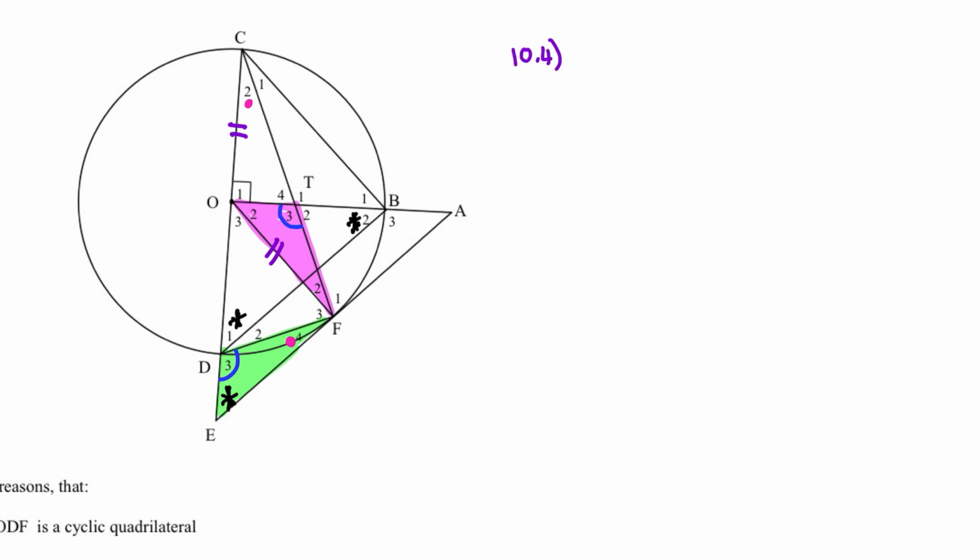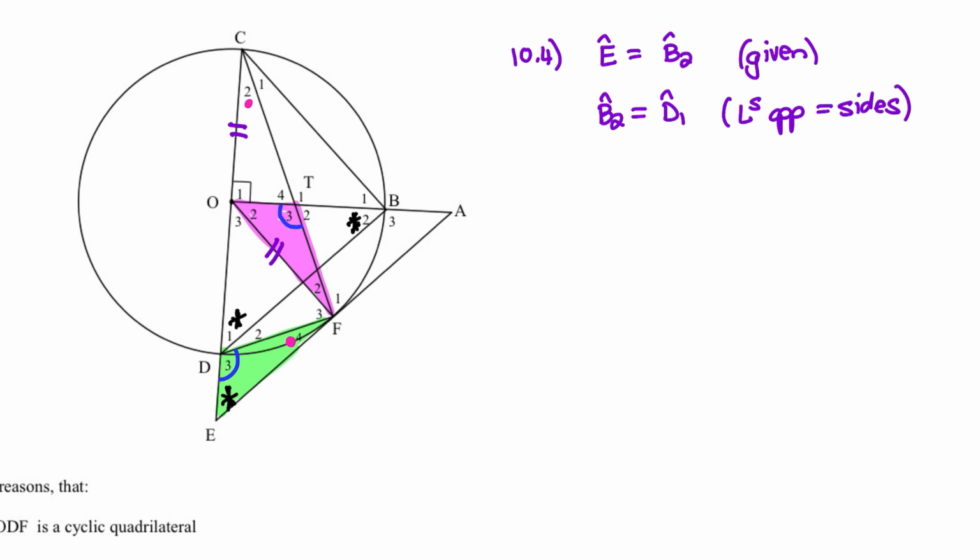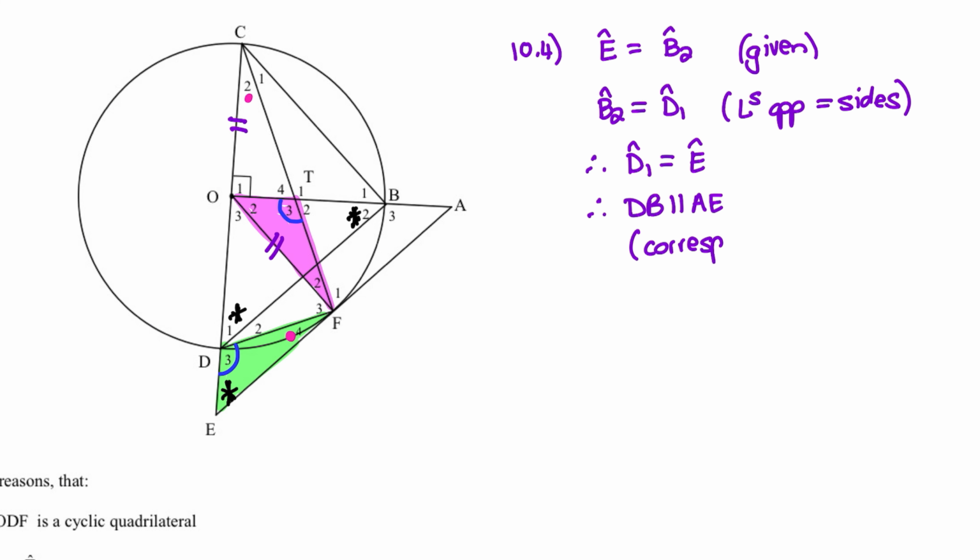We can say that angle E is equal to angle B2. That information was given in the question. Then we can say that B2 is equal to angle D1, and those are angles opposite equal sides. Therefore, D1 would be equal to angle E. Therefore, the line DB is parallel to the line AE, and what we have proven is corresponding angles are equal.